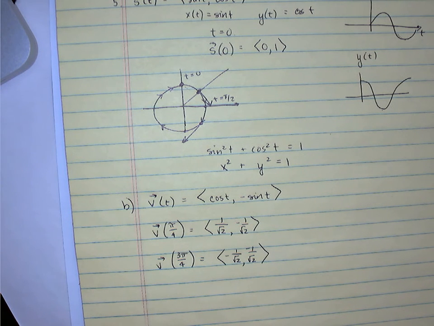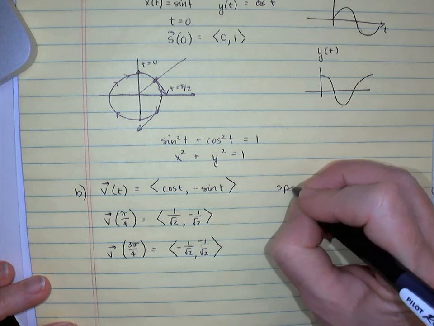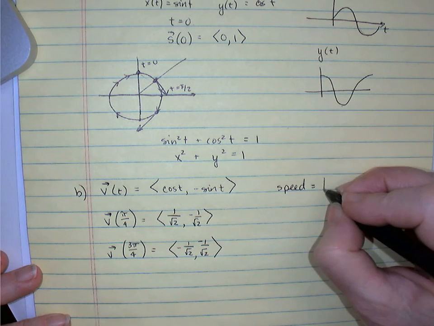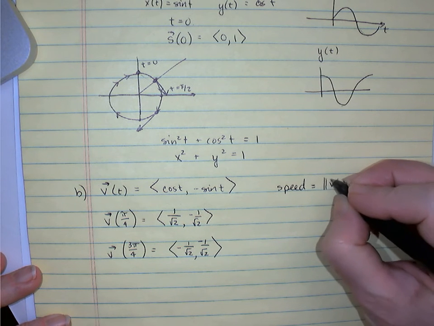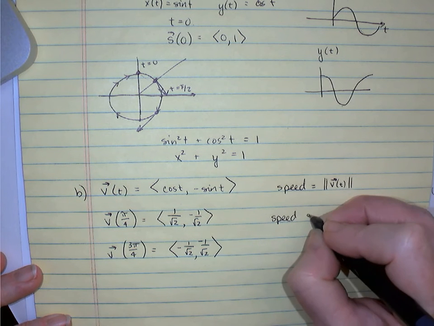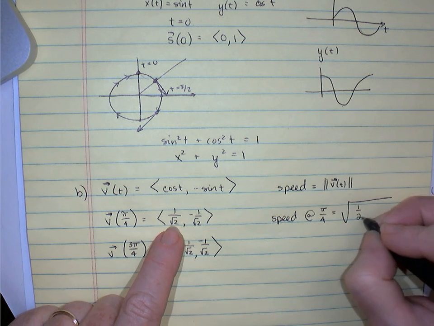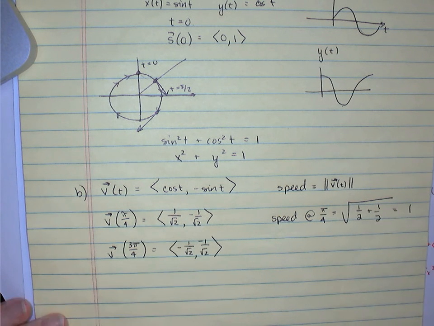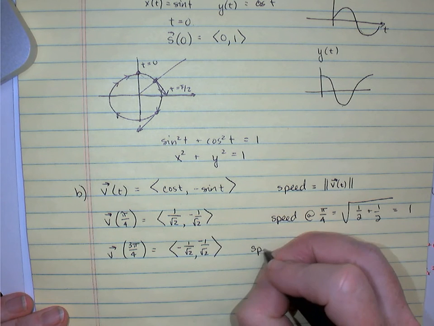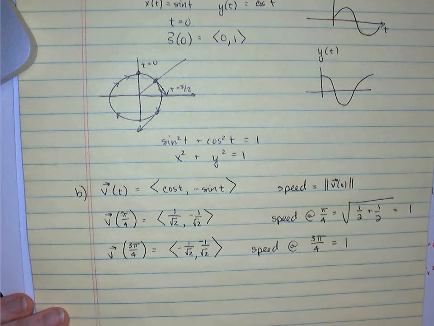Okay, what about the speed of the particle? We had said that the speed of any particle is, we just need to take away sort of the direction. The speed then is going to be the magnitude of the velocity vector. So if I look for the speed at pi over 4, well, that's going to be the square root of 1/2 plus 1/2, which is the square root of 1, which is 1. And notice I'm going to get the very same thing. So the speed at 3 pi over 4, in fact, is also going to give us 1, which is a little suspicious.